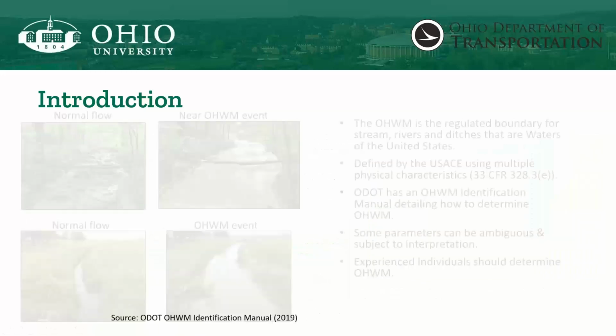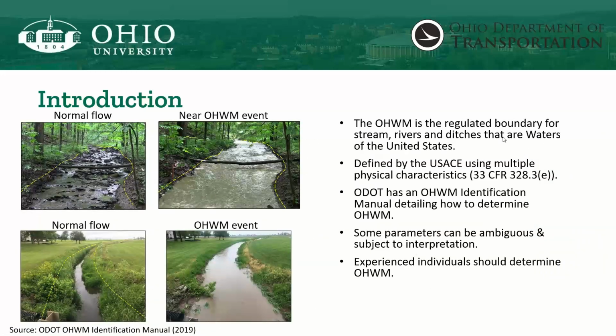Of two sites. So here you have a picture of normal flow conditions. The yellow dash line on both banks is the ordinary high water mark line. The picture right next to it shows the flow condition near an ordinary high water event. Another site you see below the two figures here.